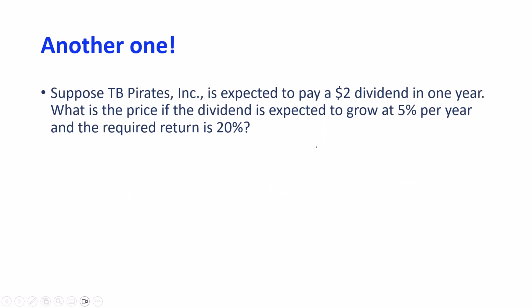Let's look at another one. Suppose TB Pirates Inc. is expected to pay $2 in dividends. So since they are expected to pay this in 1 year, this would be your D1. What is the price if the dividend is expected to grow at a rate of 5%? So growth rate is 5% and R is 20%.